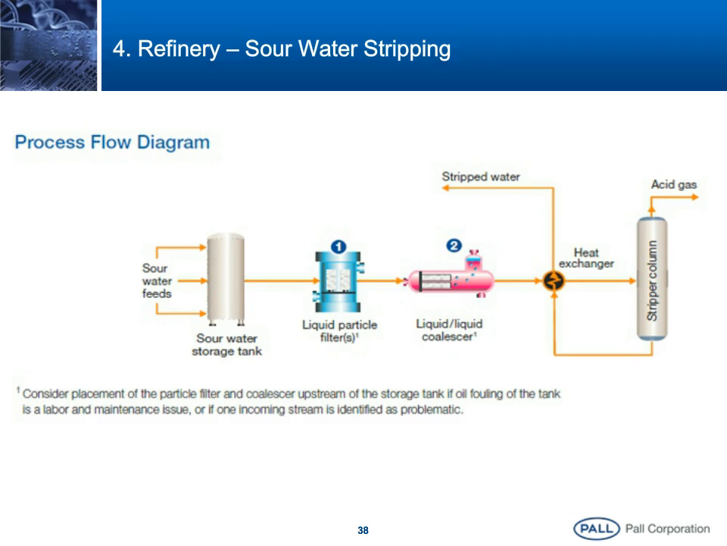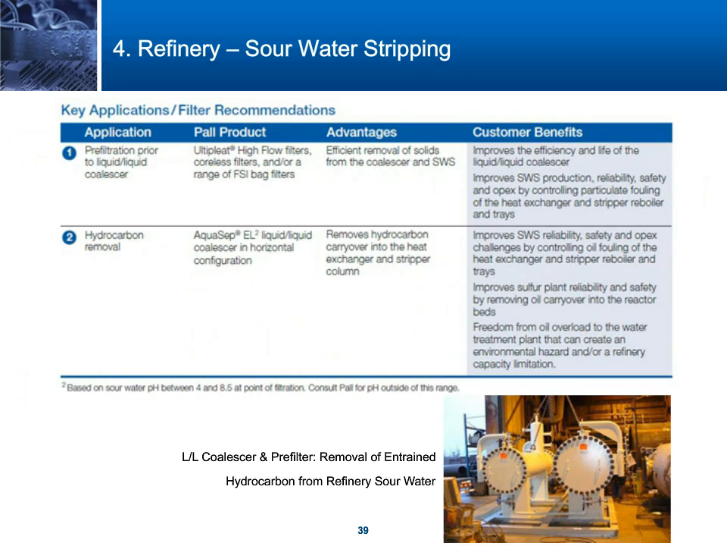What we're looking at is application of the Aquacep EL liquid-liquid coalescer, and when this is in place, there will be minimal fouling of the heat exchanger, of the reboiler, and of the column, so that the sour water stripper, the Claus plant, and the water treatment plant will not be negatively impacted by oil content and particulate coming from the sour water stripper system.